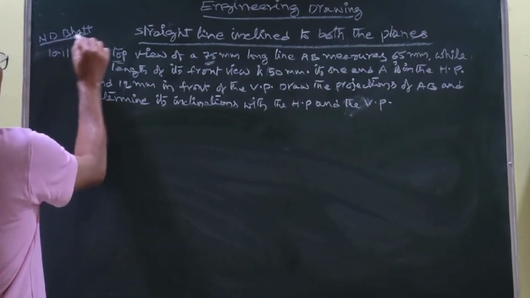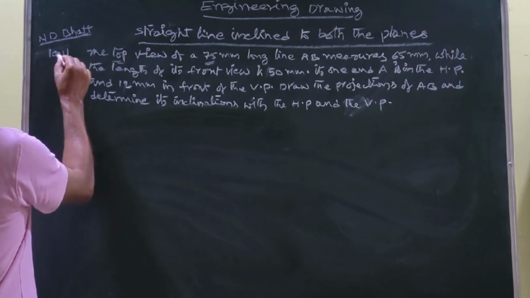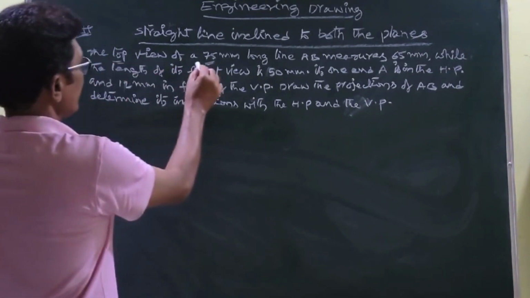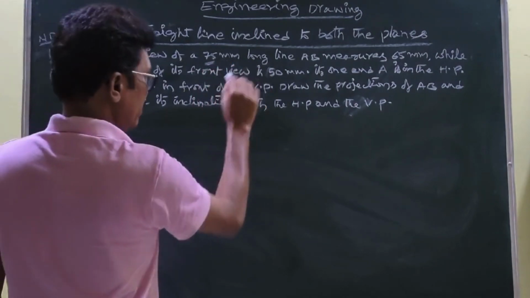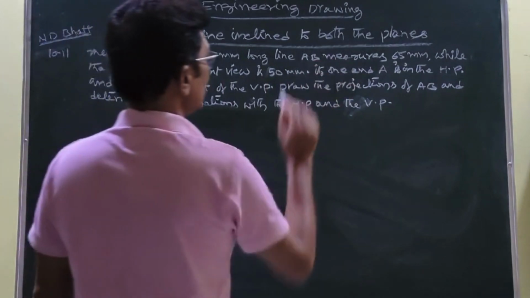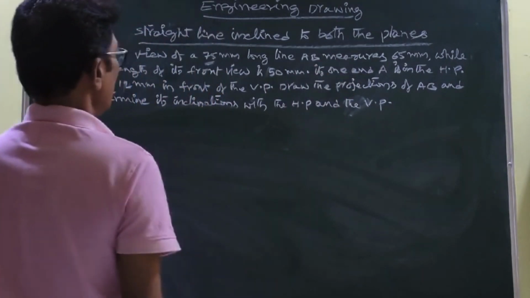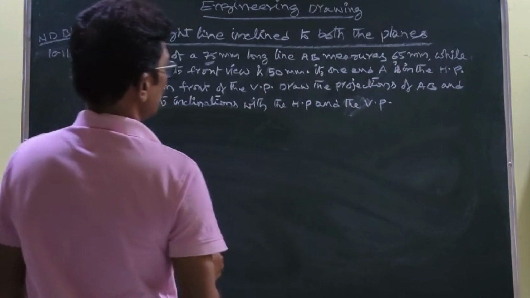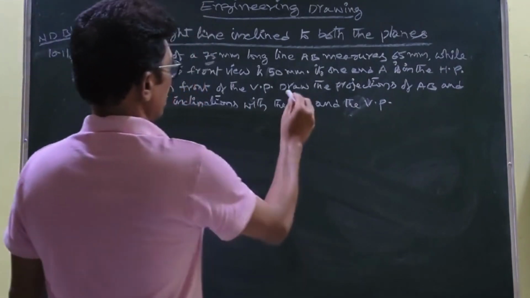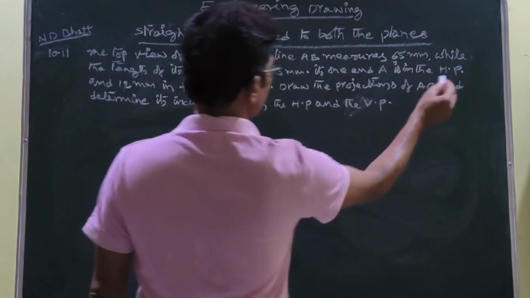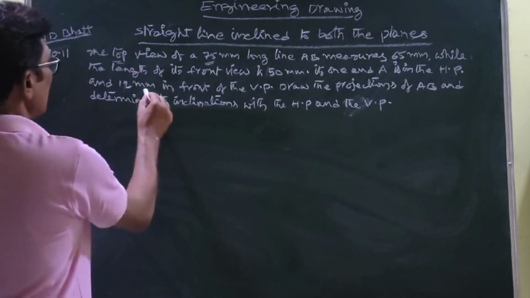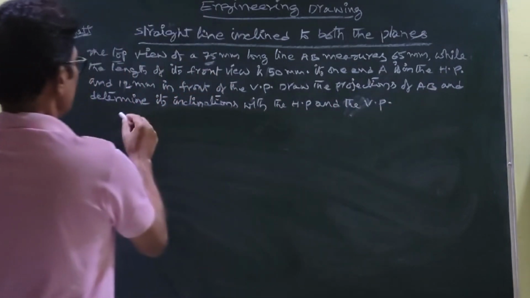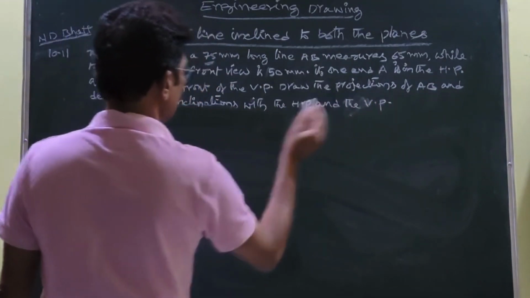This problem is from ND Bhatt, example number 10.11. The top view of a 75 mm long line AB measures 65 mm, while the length of its front view is 50 mm. Its one end A is in the HP and 12 mm in front of the VP. Draw the projection of AB and determine its inclination with the HP and VP.